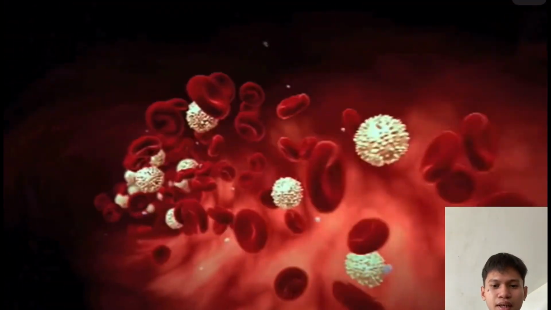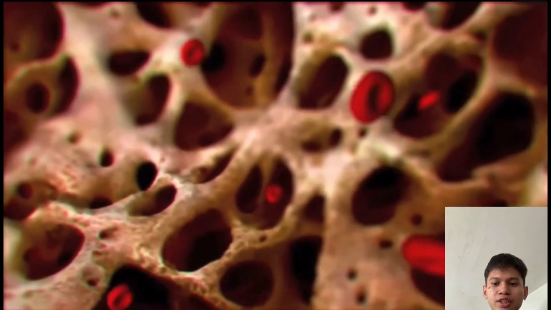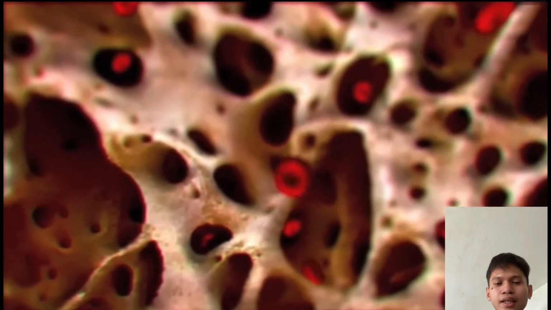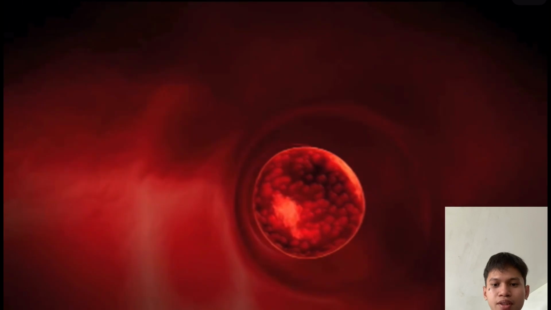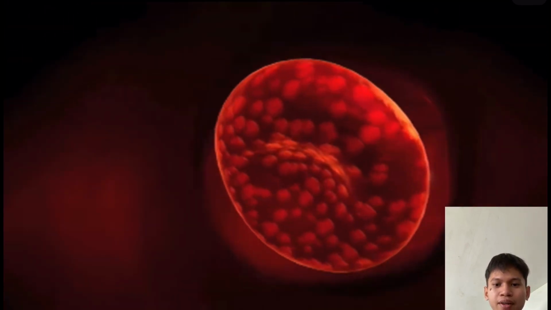Red blood cells are biconcave in shape and are continuously produced in the bone marrow. Now, the red blood cells contain hemoglobin, which gives them the color red and gives the blood its red color.